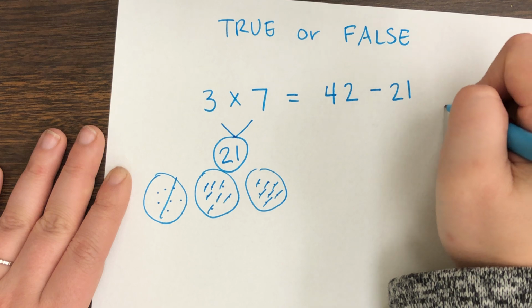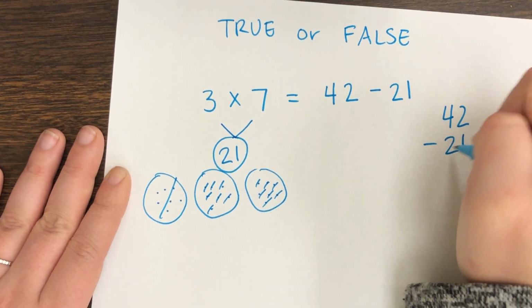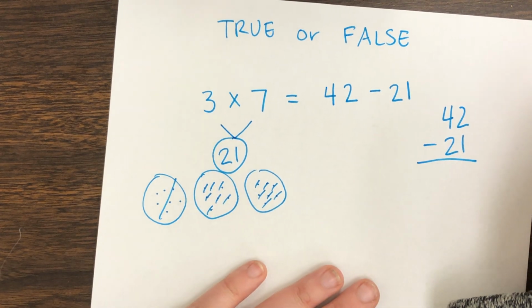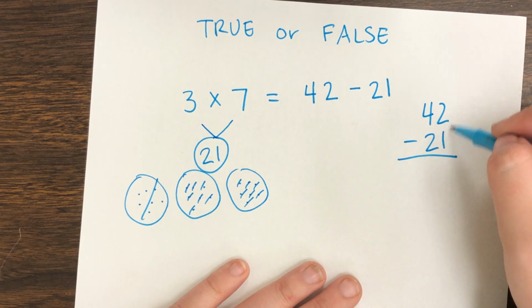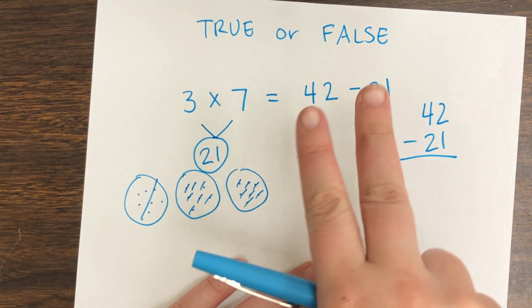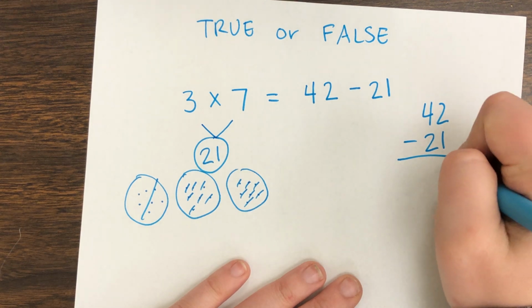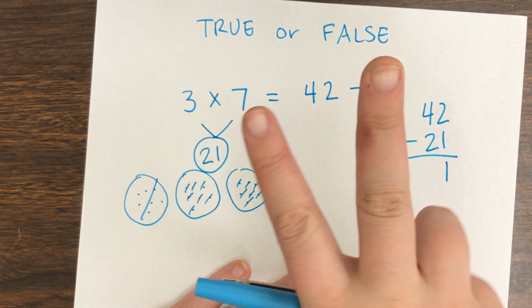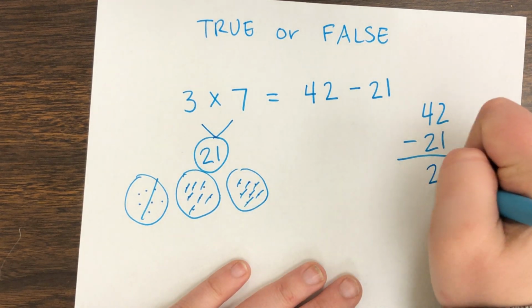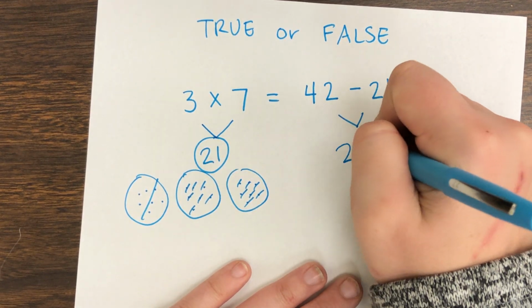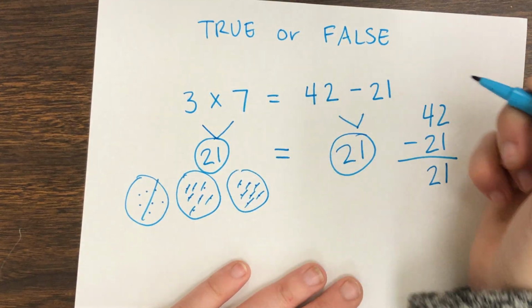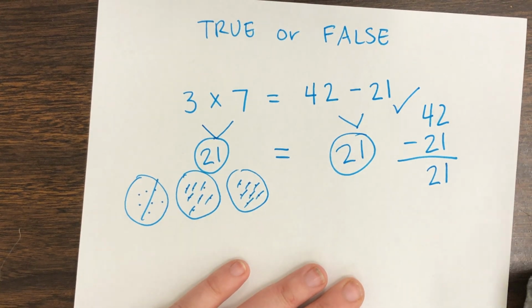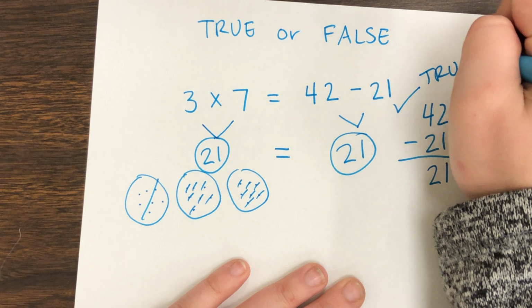And now over here I've got 42 take away 21. 42 minus 21. We're going to start in the ones place. More on top, no need to stop. 2 minus 1 is 1. Same thing, more on top, no need to stop. 4 is bigger than 2. 4 take away 2 is 2. So my answer here is 21. So this has an equal sign. Is 21 equal to 21? Yes. So this would be true.